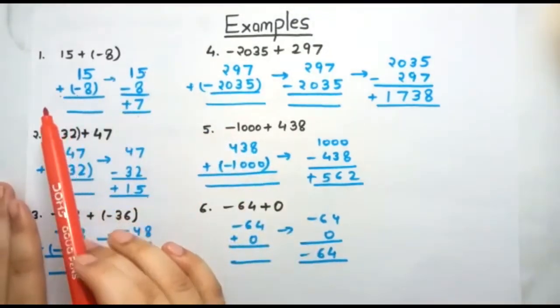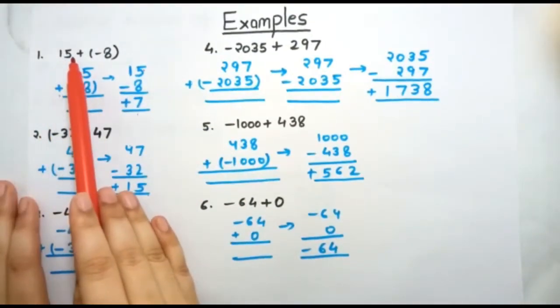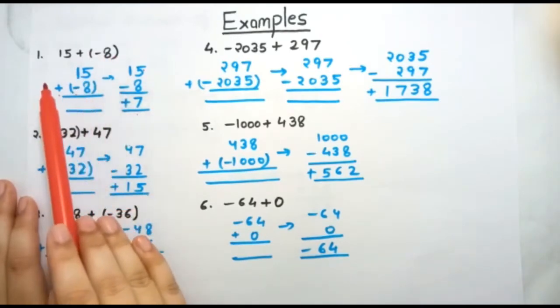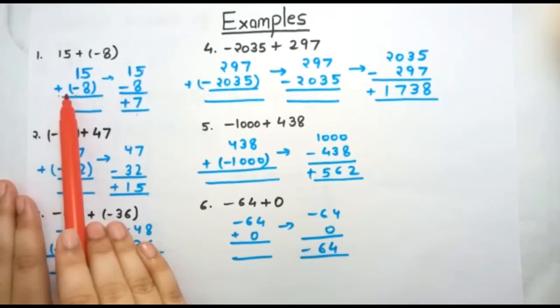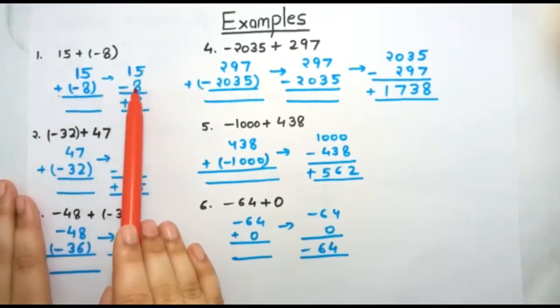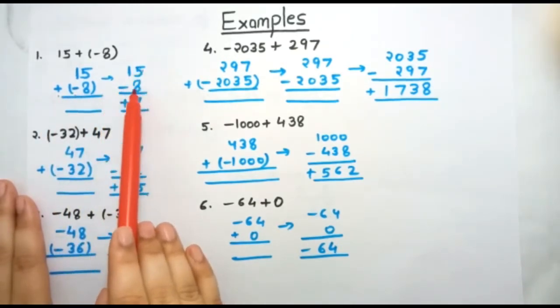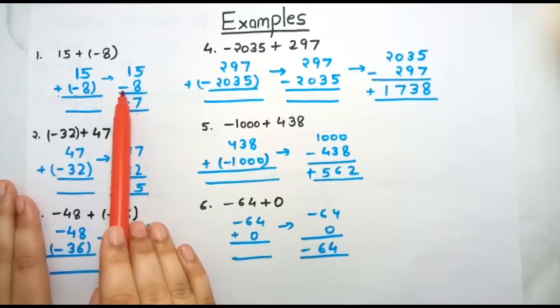So starting with the first example, 15 plus of minus 8. How will we write this? 15 plus of minus 8. Plus and minus would be minus. So 15 minus 8. We'll perform the operation of subtraction. Why? Because there is subtraction.